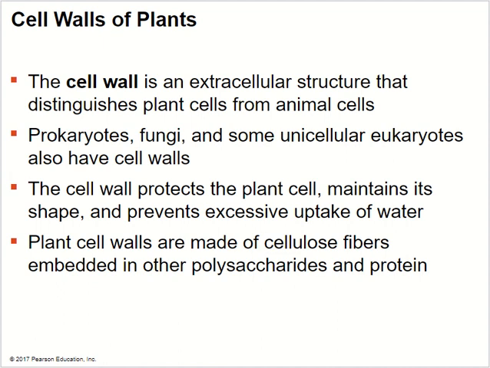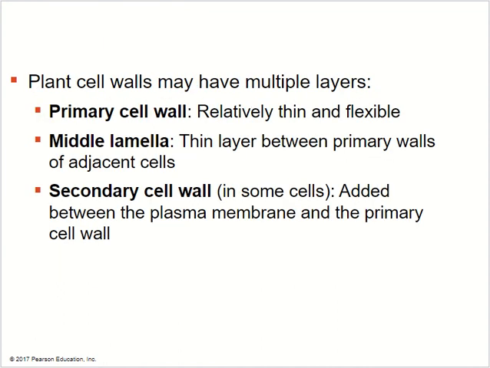Plant cell walls are made of cellulose fibers embedded in other polysaccharides and protein. Plant cell walls may have multiple layers. Primary cell walls are relatively thin and flexible. The middle lamella is a thin layer between primary walls of adjacent cells. And then the secondary cell wall, in some cells, is added between the plasma membrane and the primary cell wall.